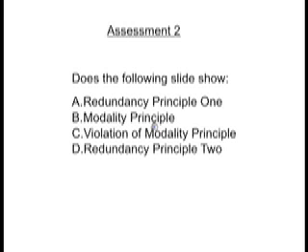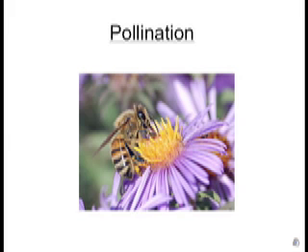Assessment number 2. Does the following slide show A, redundancy principle number 1, B, modality principle, C, violation of modality principle, or D, redundancy principle number 2? Pollination. Pollination occurs when an insect, like this honeybee, goes to a flower and gets pollen on it. It then travels to another flower and transfers the pollen to the new flower.